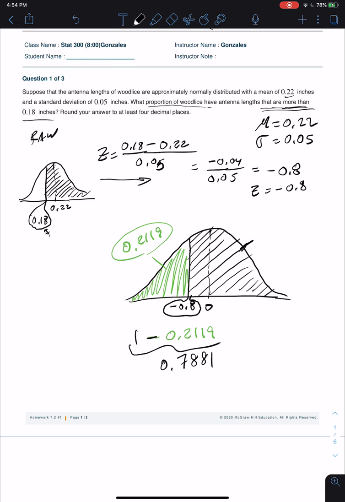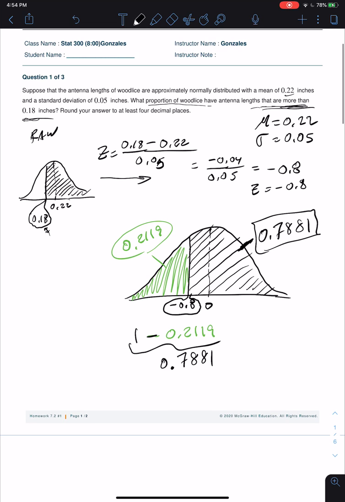What proportion of woodlice have antenna lengths that are more than 0.18? That's going to be these guys over here, which is 0.7881. They said proportion, so we just leave it as a decimal instead of writing it as a percent, because they didn't say percent, even though that wouldn't be a massive foul. But anyways, here's the answer.